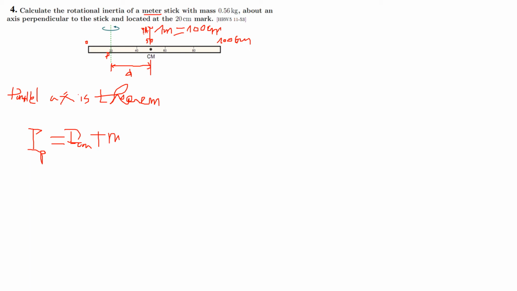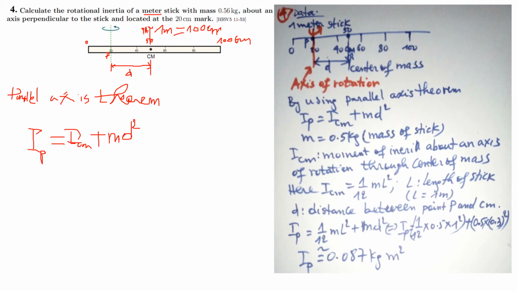Then this is equal to the moment of inertia about the center of mass plus the mass of the rigid body, meaning the rotating body, times the square of the distance D, which is between this new axis and the axis passing through the center of mass. As shown here in the answer, by using the parallel axis theorem, the moment of inertia about the parallel axis is equal to the moment of inertia about the center of mass plus mass times d squared.